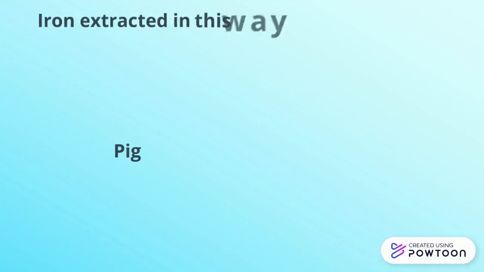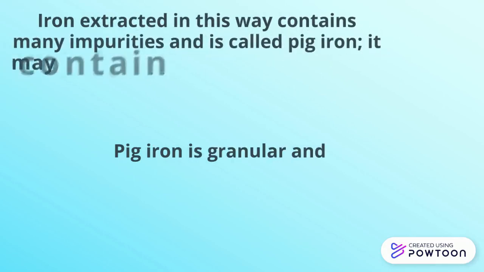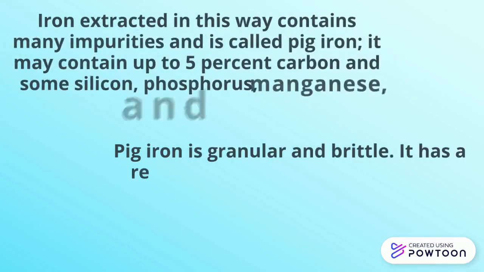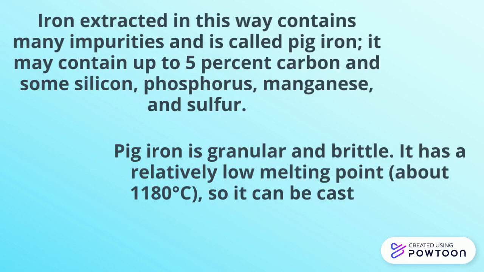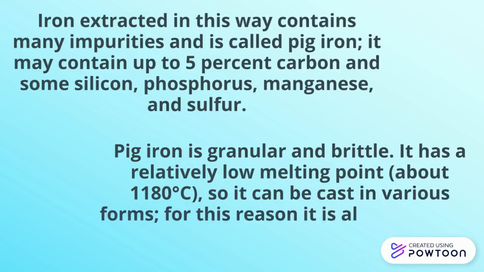Iron extracted in this way contains many impurities and is called pig iron. Pig iron is granular and brittle. Its melting point is about 1180 degrees Celsius. For this reason, it is also called cast iron.